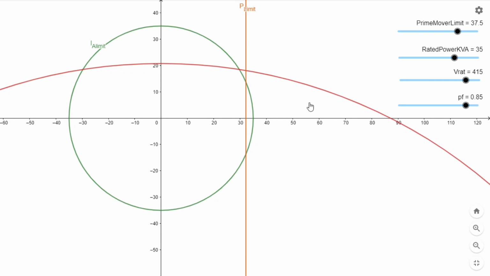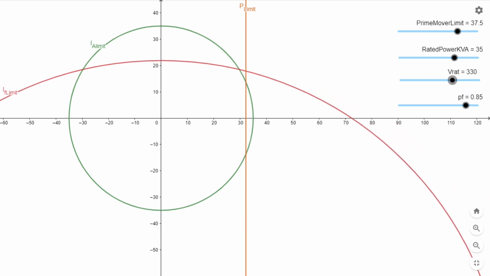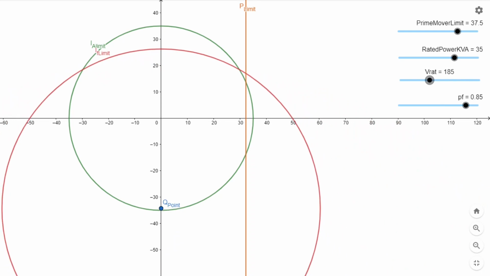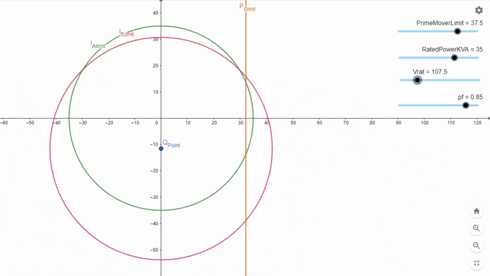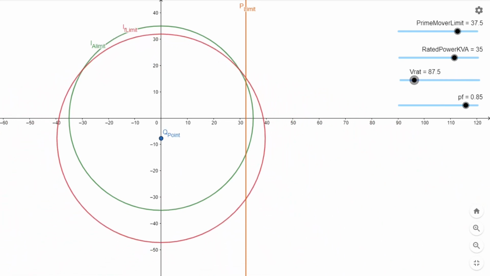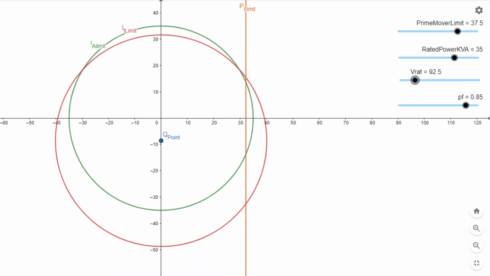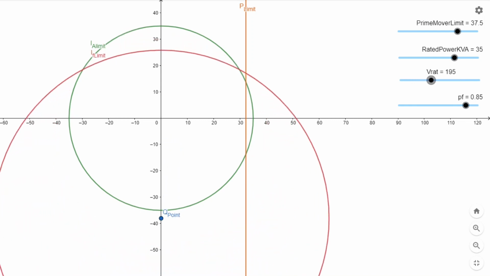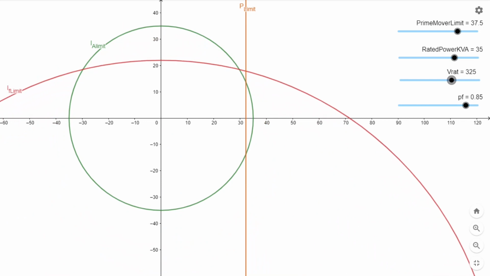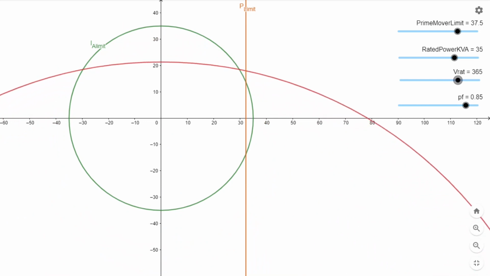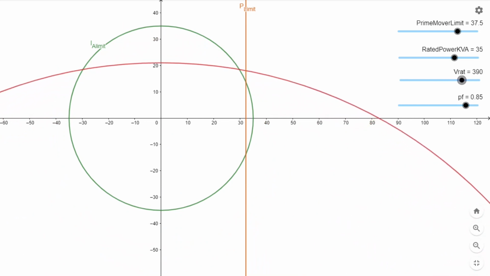Now practically these ratings are indicated through these four quantities. So you have rated voltage. Now you can see what happens when we play around with rated voltage. You notice that the circle of field limit is smaller and smaller. So if the limit of field current is smaller, the rated voltage is smaller. If the limit of field current is higher, you can have a higher rated voltage.